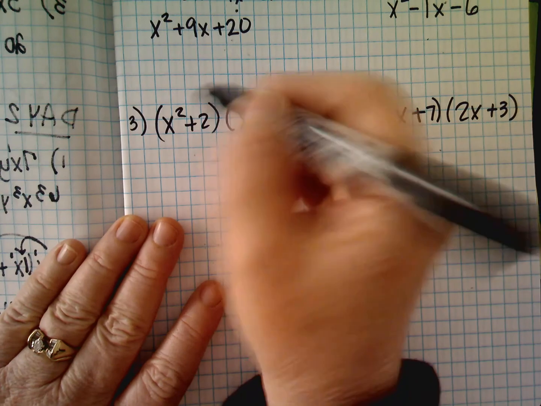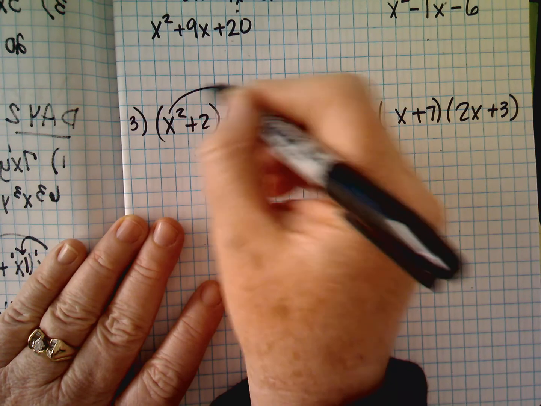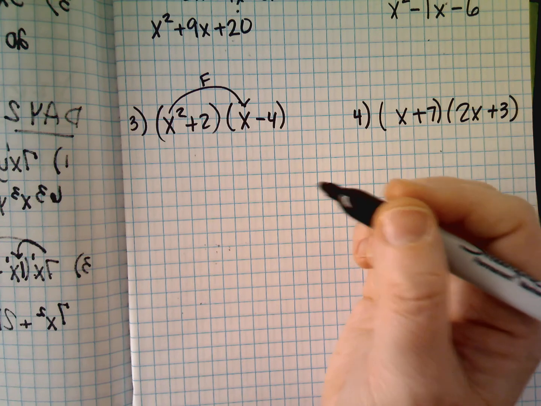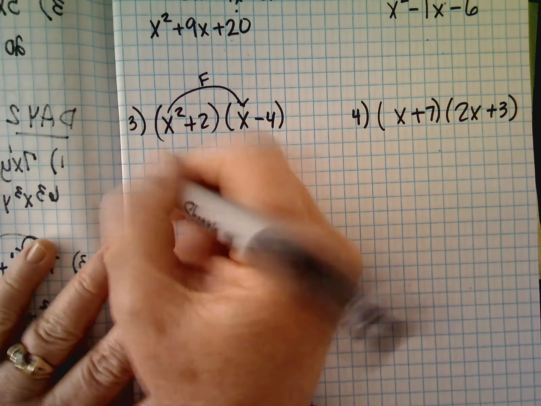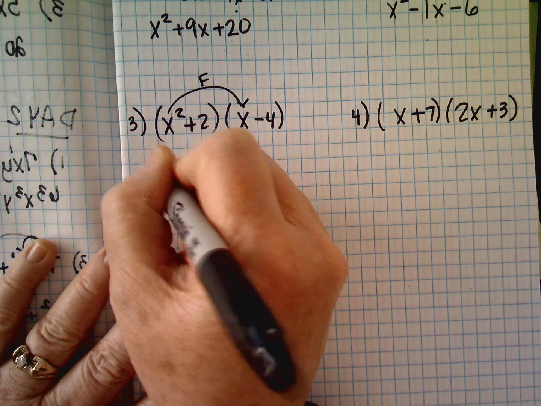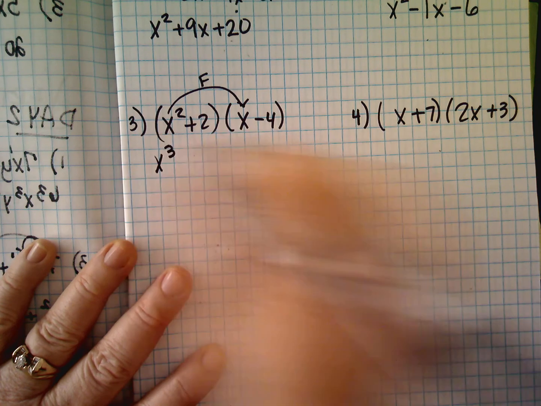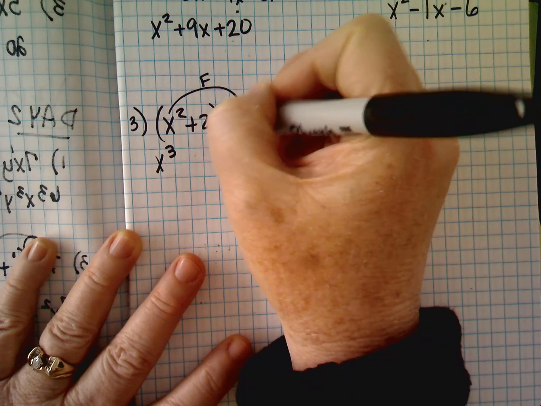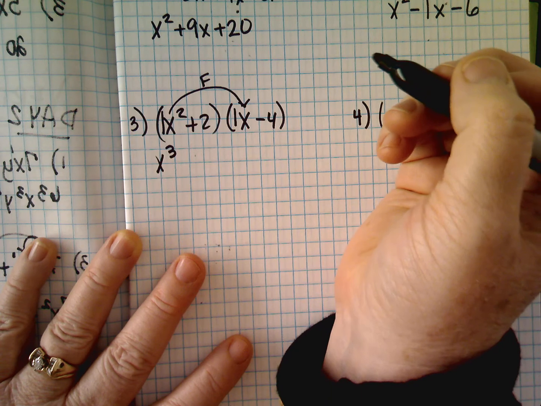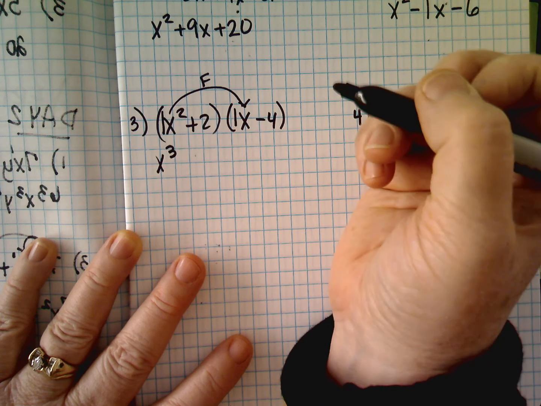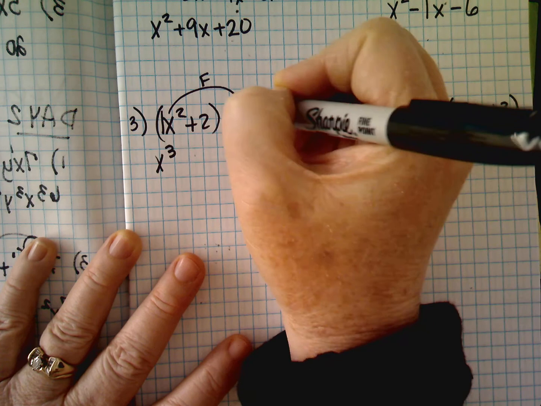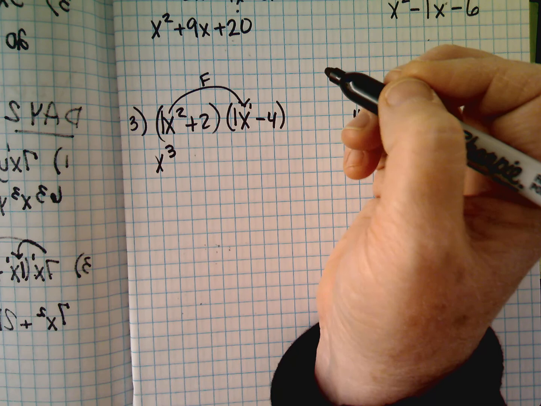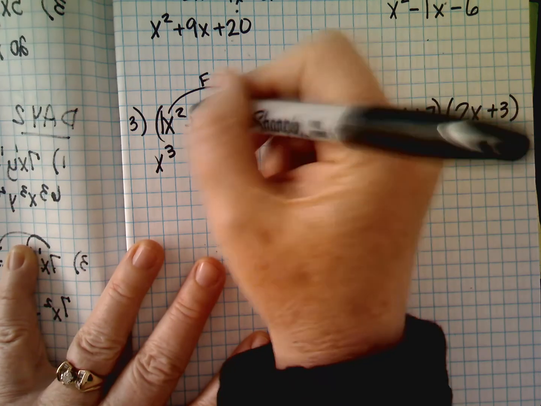Okay, problem number 3. We're going to start off with first times first. This is x squared times x. What do we get? X cubed. We get x cubed. If you want to think about them as having ones out front and 1 times 1 is 1, that's fine. You multiply the coefficients, but you add the exponents. So that's first times first.